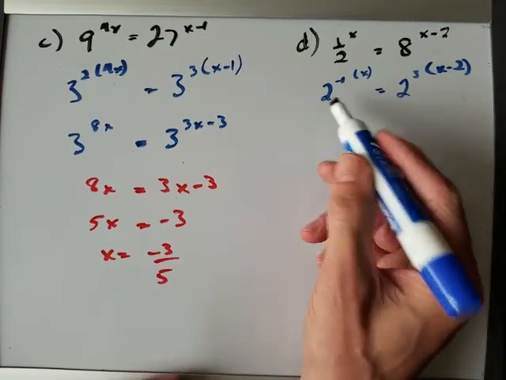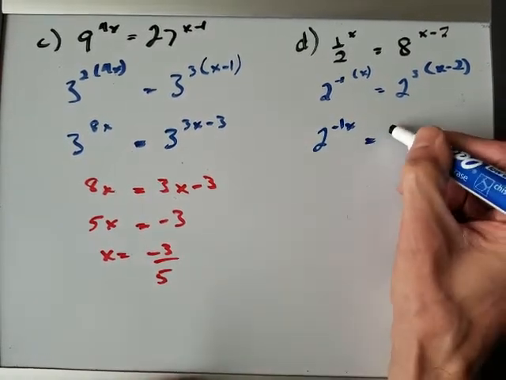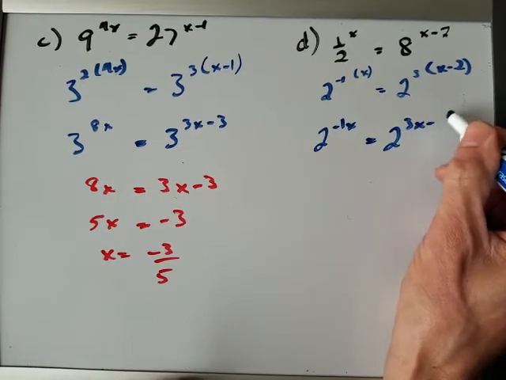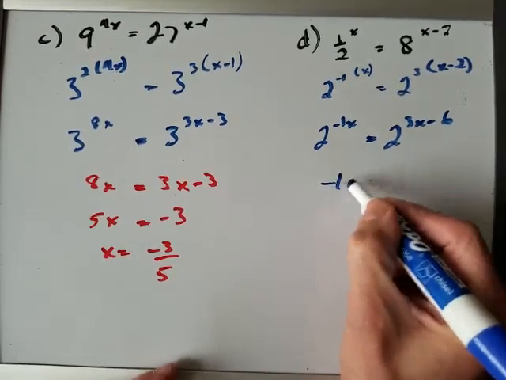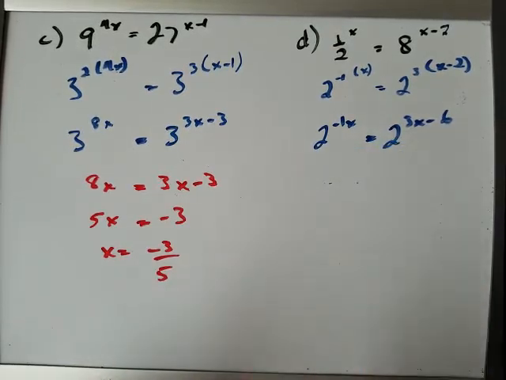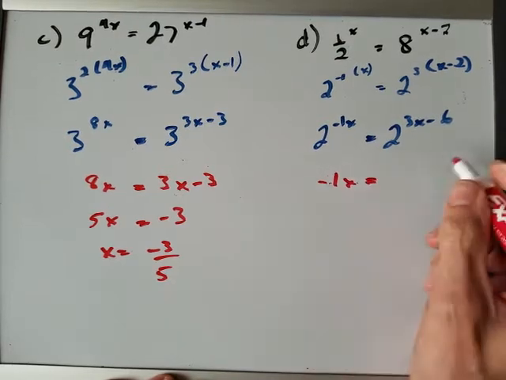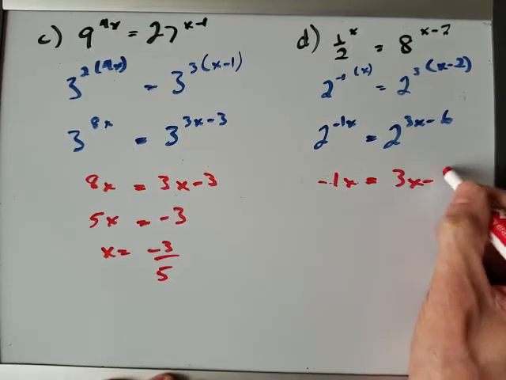And so now we have it. We have 2 to the negative 1x equals 2 to the 3x minus 6. And now we can draw it. Whoops, I'll keep my colors the same. Now we can say that negative 1x is equal to 3x minus 6.